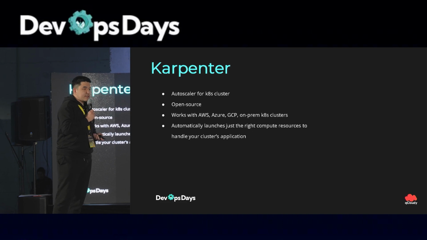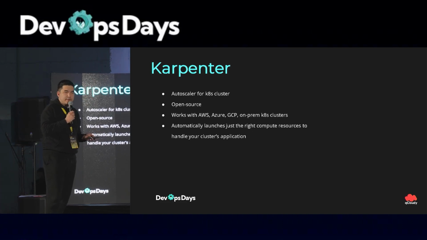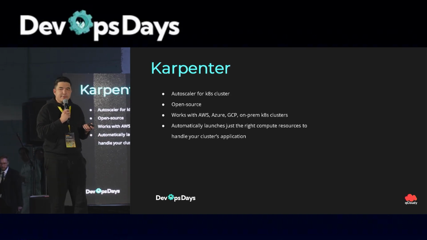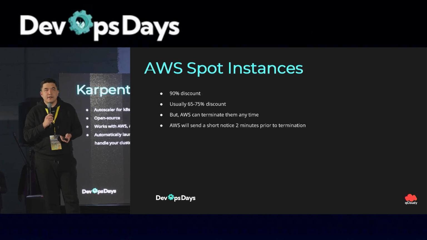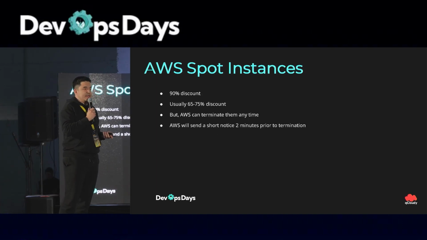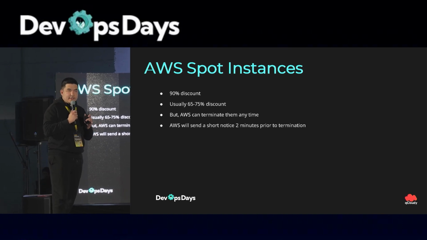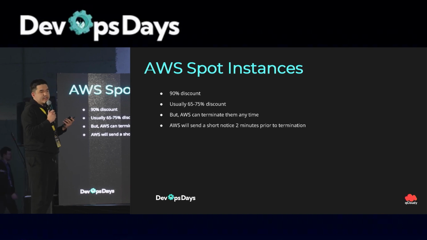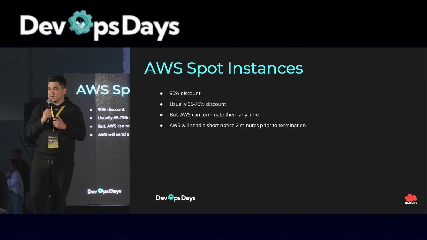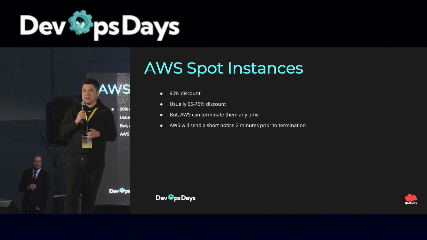Karpenter is an open source, extremely powerful autoscaler for your Kubernetes clusters. It works fine with all major cloud providers. What it does is automatically provision just the right number of worker nodes based on the resource quotas that you provide. Spot instances in AWS are just VMs that are offered at a 90% discount compared to regular on-demand instances. But typically the discount ranges between 65 to 75% for usable instance types. And please don't be fooled by this, because the major drawback is that AWS can terminate these instances anytime, like literally anytime, and they will send a short 2-minute notice before that happens.